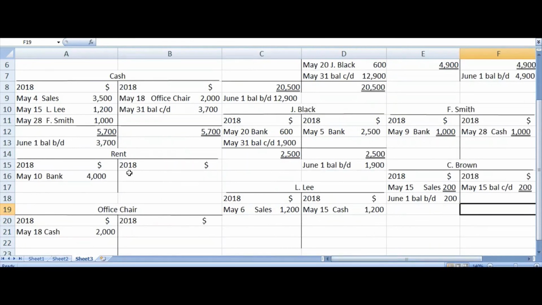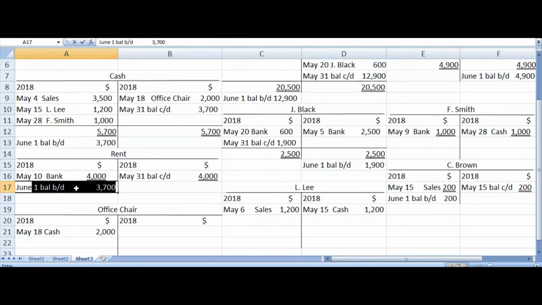Our next account is rent. Same procedure, so we are going to have May 31st, balance CD of 4,000, because the smaller side is 0, so we're going to bring the difference to make both sides the same. We double line, show that the account is now balanced. Then we bring down the balance to the next period on the opposite side of the account. So we're going to have June 1st, balance BD of 4,000.